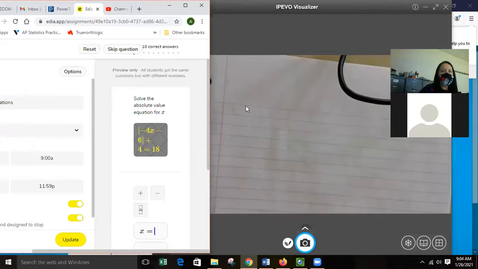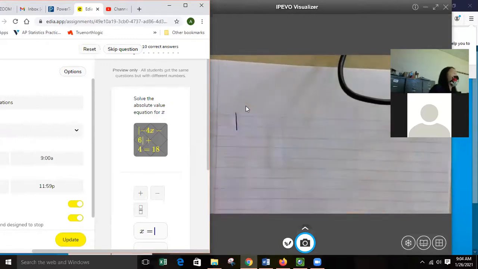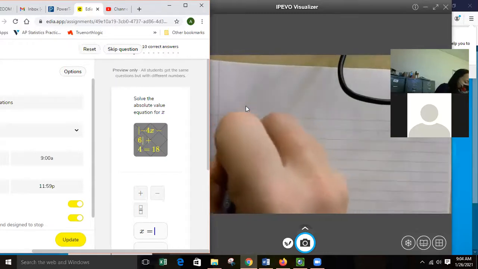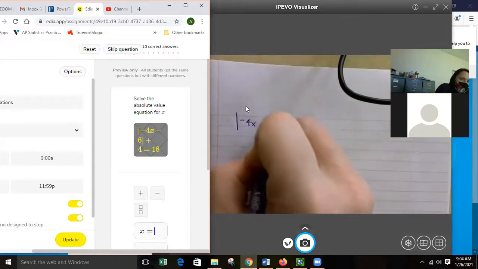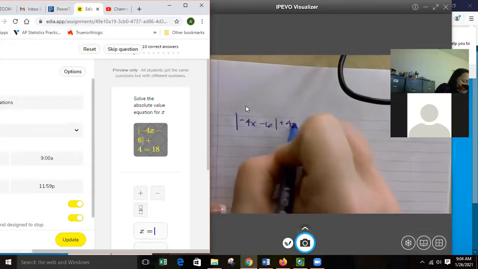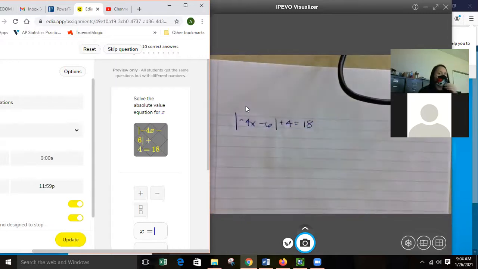It's gonna be weird, but I'll write it down so you guys can see. If you want to write this on your paper that you have, your notes, that's fine. Absolute value of negative 4x minus 6 plus 4 equals 18. I want to make sure that you guys know how to type it in and everything. There's not like the way this looks. There it is. Okay, I'll pull it back over in just a minute.